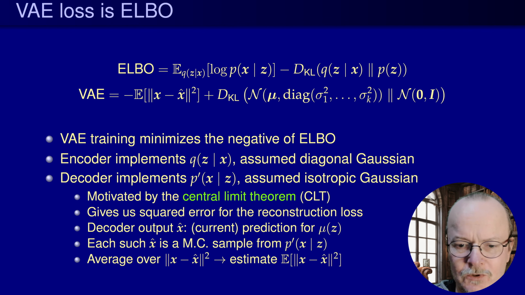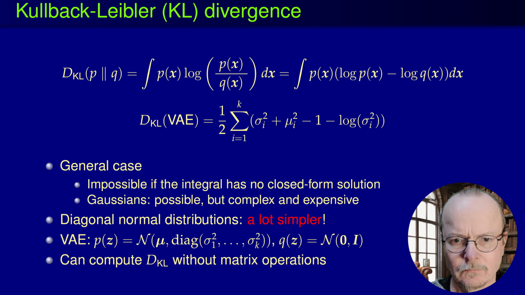Finally, a few words about the second term, the KL divergence. We have seen how this VAE-specific divergence term arises from the general ELBO. When the variational distribution is diagonal and the prior follows the standard distribution, the KL divergence has a simple closed-form solution with an efficient implementation. From this earlier slide, we see that in this special case, all we need are simple vector operations.